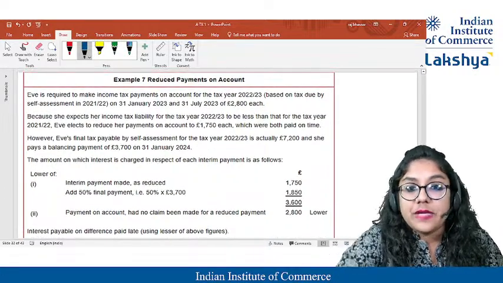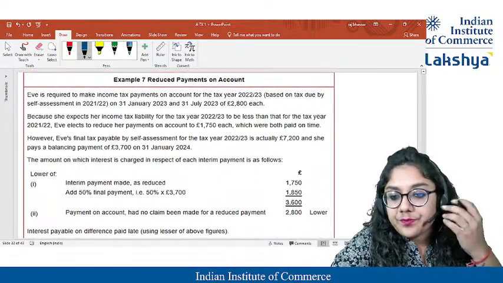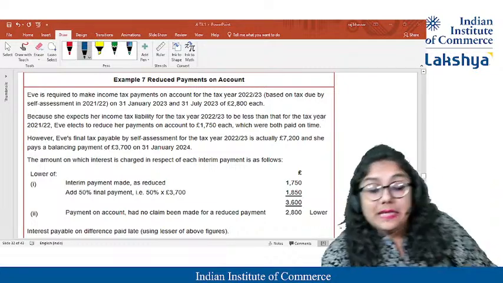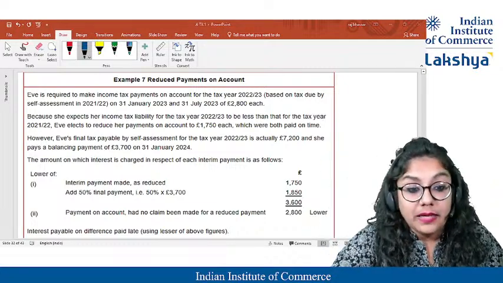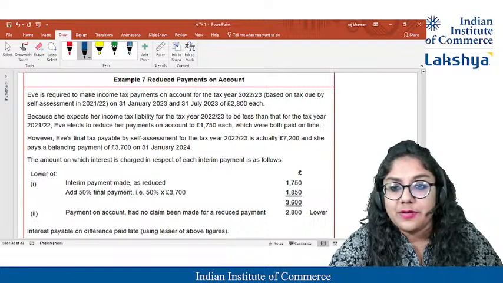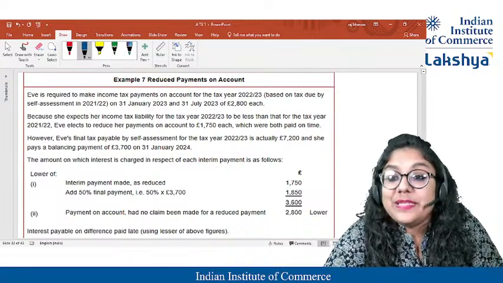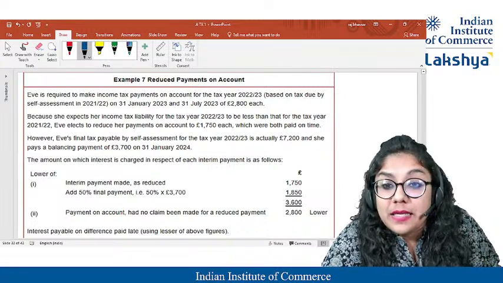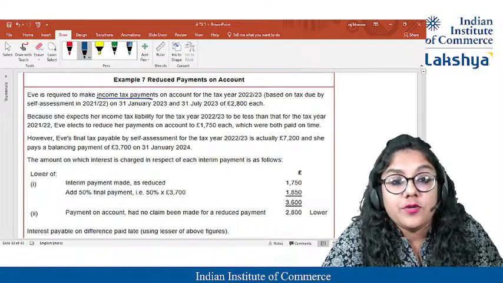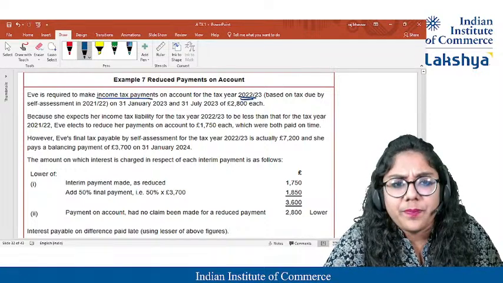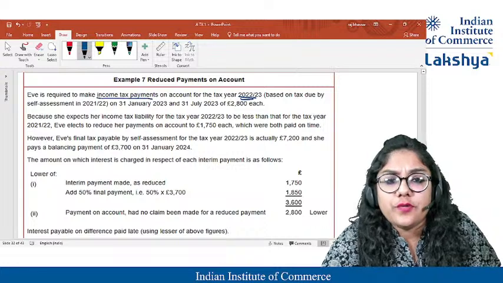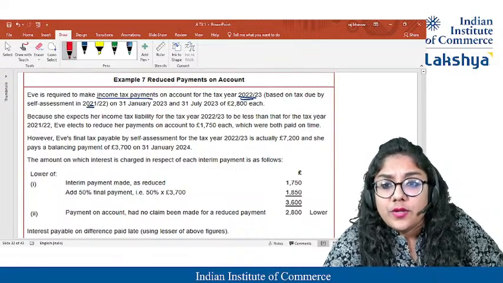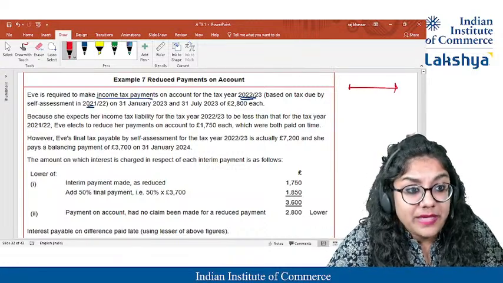If you read it over here, you will read it easily. This is also again important, so we'll take some time and read it. There's a company, Eve, required to make income tax payments on account for the year 22-23, based on the tax due from the assessment of 21-22.